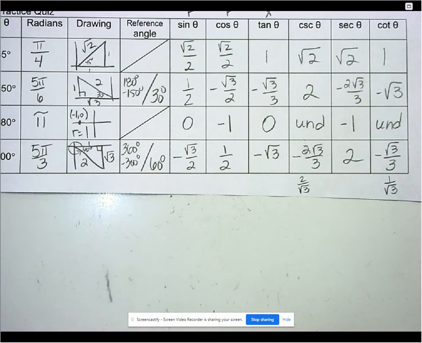Okay, so just keep practicing this, guys. You'll get better and better each time.